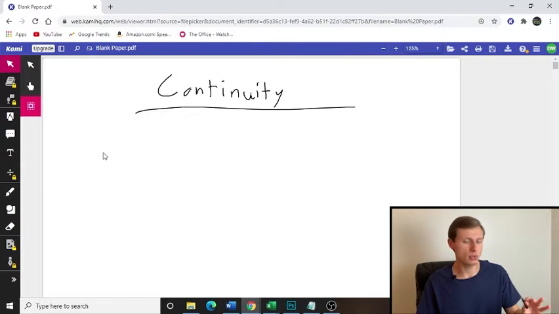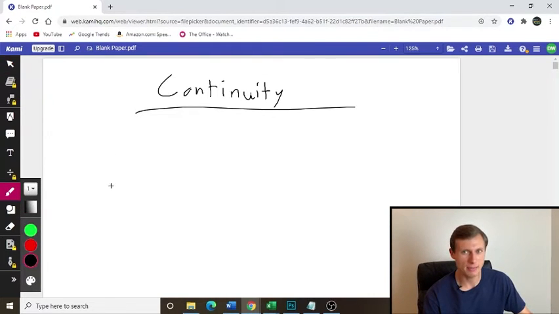I wanted to continue with some example problems with continuity at a point, specifically with piecewise functions, because those are definitely the trickiest examples. So let's just do a couple more example problems with that and really kind of have it down. So here's an example.